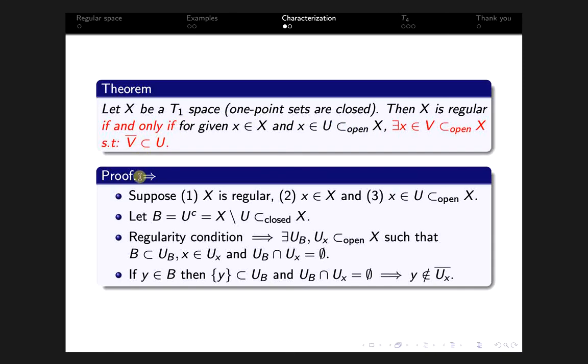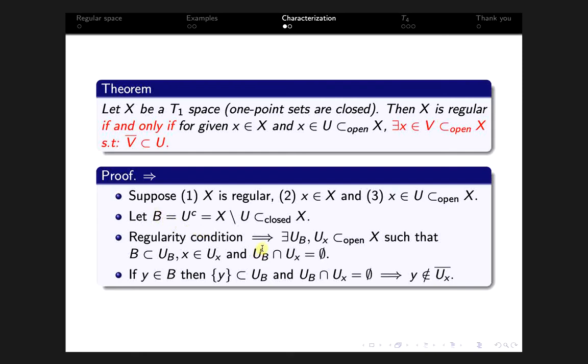Well, now consider the set B, which is equal to U complement. So U is an open subset of X, and U complement is a closed subset of X. U complement is equal to X minus U, and this is a closed subset in the topological space X. Now you see x belongs to U, so x is not in B.